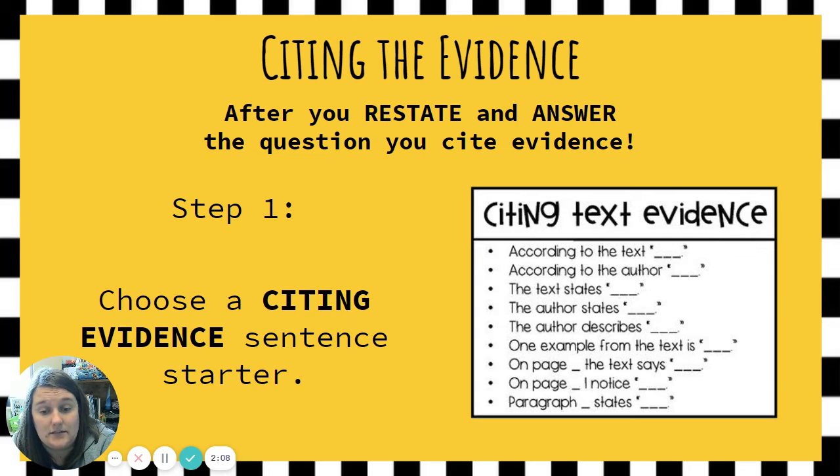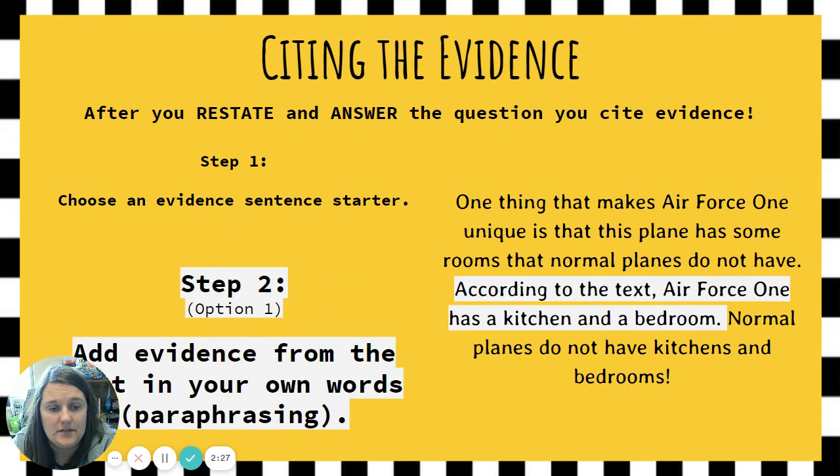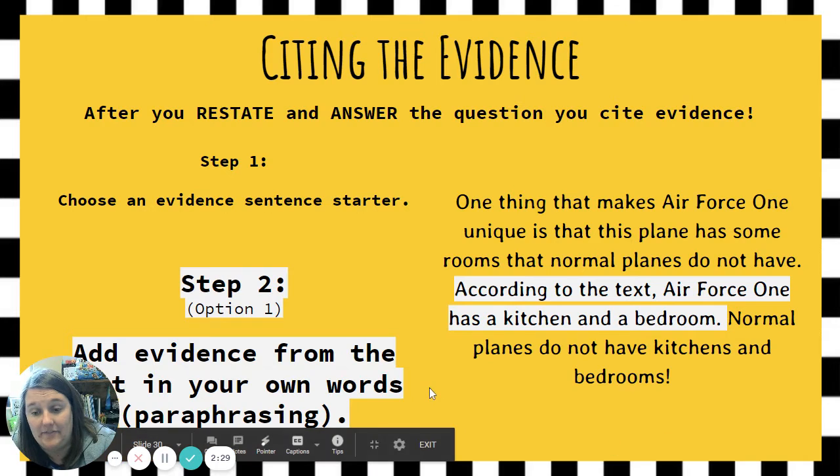What I recommend is choosing one of those that you will use all the time. If you want to get specific, you can always put on page blank or in chapter blank, the text says. Another good one that I like to use that isn't on here is the text explicitly states. That's always a good one. That word explicitly is like, wow, right? So then what you're going to do is you add the evidence.